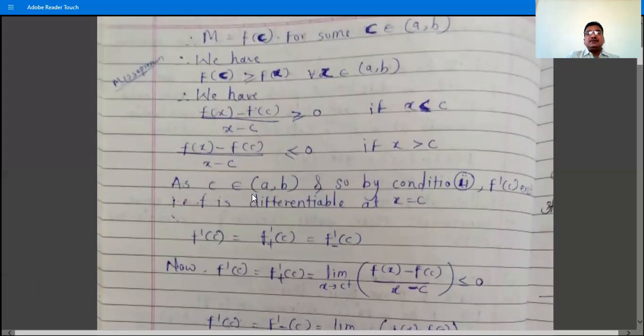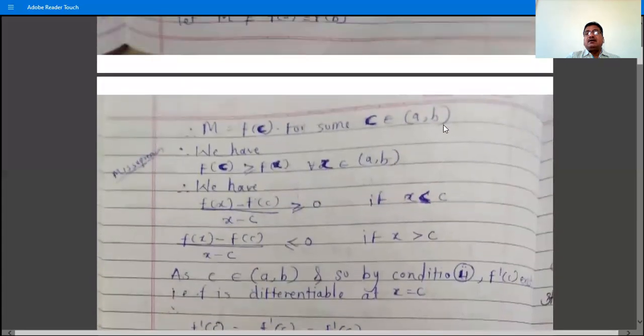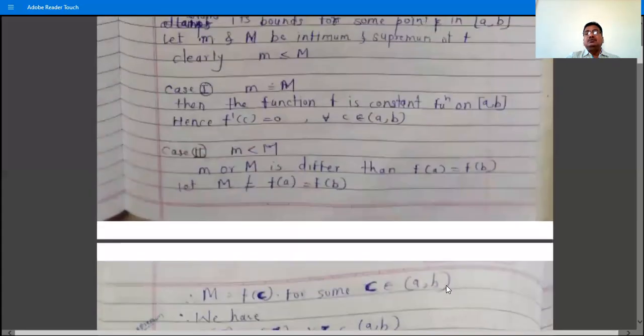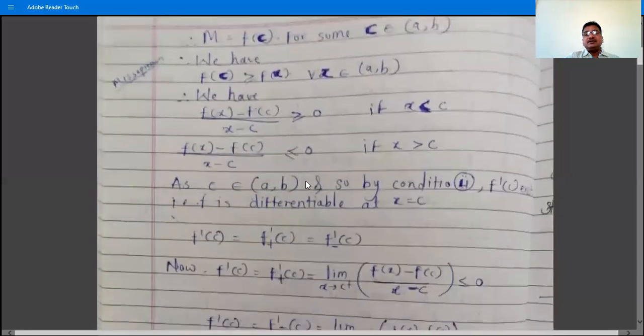As C is an element of the open interval (a, b), by condition number 2, what is the condition given? The function is differentiable on the open interval (a, b). That is, the function is differentiable at every point that lies between a and b. So C is a point that lies between a and b. C belongs to the open interval (a, b), and so by condition 2 given in the theorem, f'(C) exists, or f is differentiable at x equal to C.